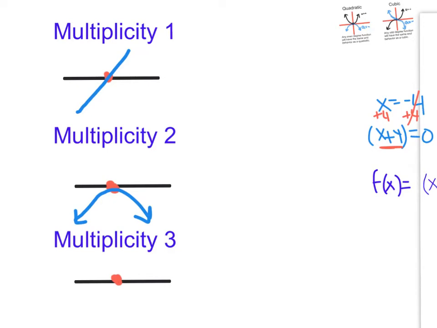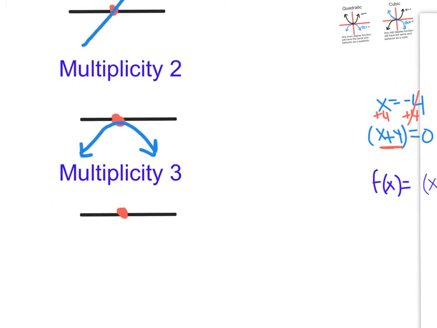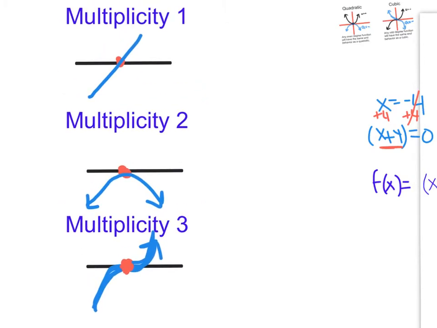Multiplicity 3, from left to right, if I were to look at this, is it going to cross? Yes, it is, but it's going to look like half a parabola, and then another half a parabola, but going up. So there's a little squiggle line going right through that value. I know that's ugly, I apologize. But that really tells you everything you need to know about multiplicity.